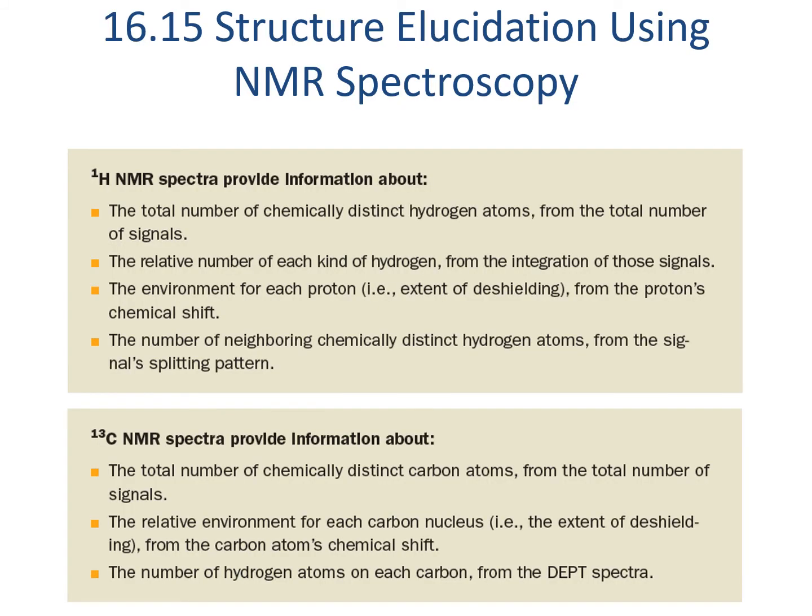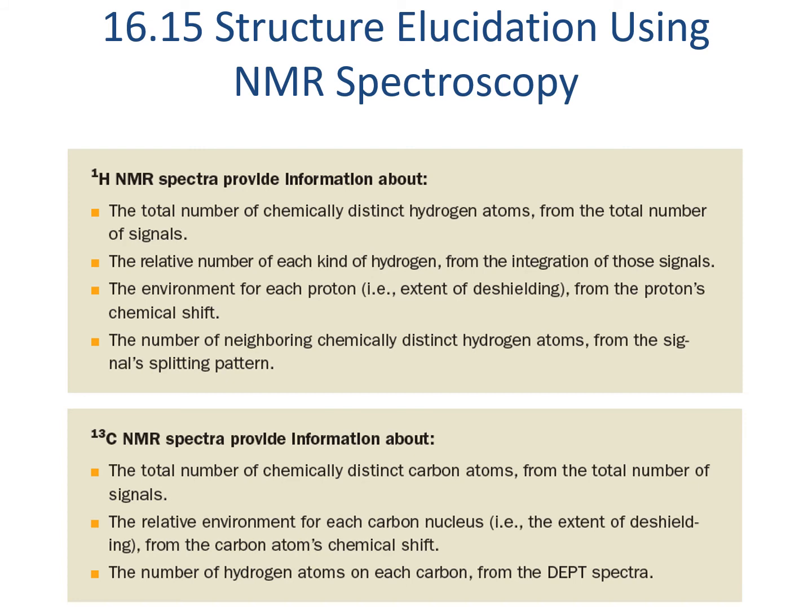Now, if we think about how we're actually going to use this, most of the time we're using this to try to figure out what the structure of a molecule is. So the H1 NMR gives us a lot of information about how many different types of hydrogens there are from the total number of signals. It tells us the relative number from the integration. It tells us what types of things it's attached to, the environment.